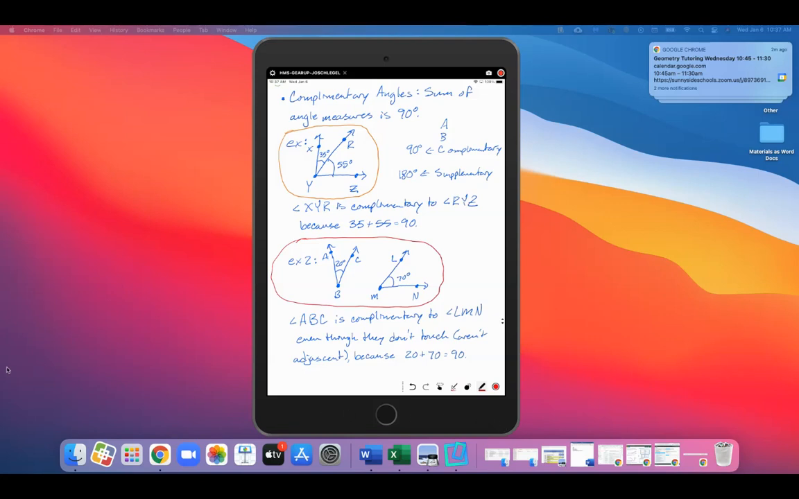Okay, I'm going to pause the video for one moment and scroll all the way back up to what is at the top of my notes. Again, this is probably going to be the top of your notes, but I'm going to pause for one moment to scroll up. Now would be a good time for you to pause and take notes on complementary angles.